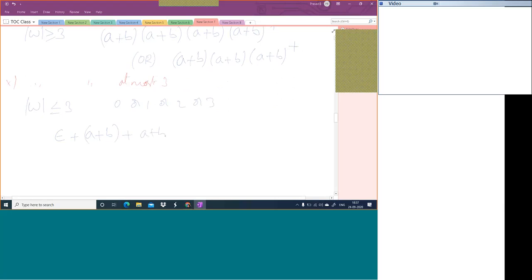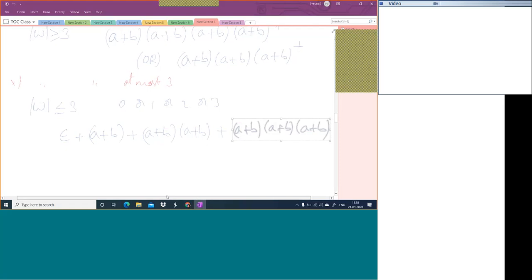Length 2 means first can be A or B. Second can be A or B. Or means plus. Length can be 3. Length can be 1. This is 1. This is length 2. This is for length 3. Okay? Guys, this is for length 0. This is for length 1. Or this is for length 2. Or means this is for length 3.